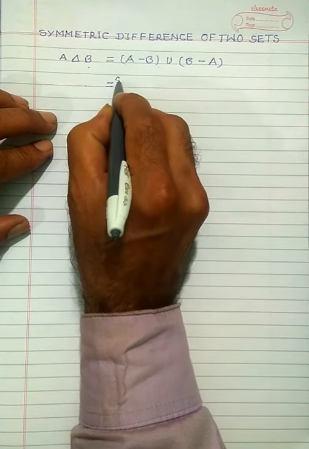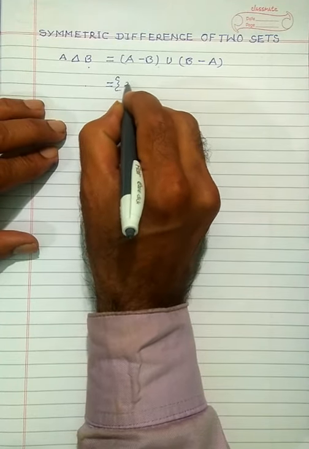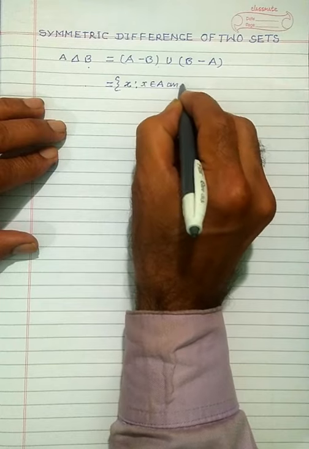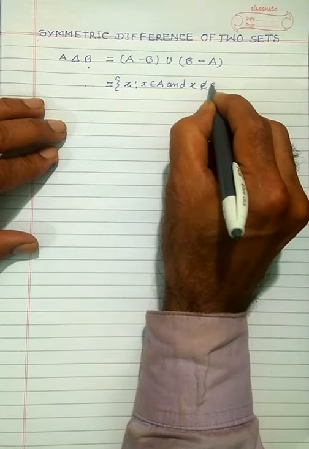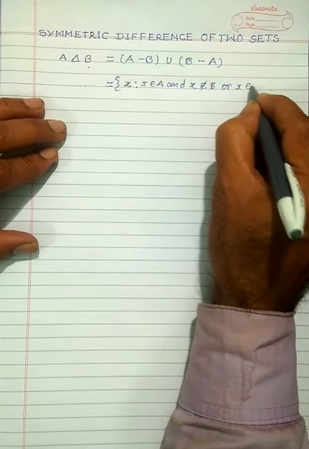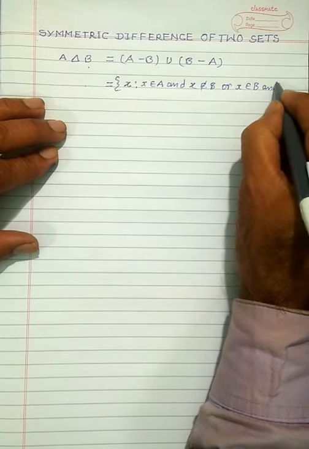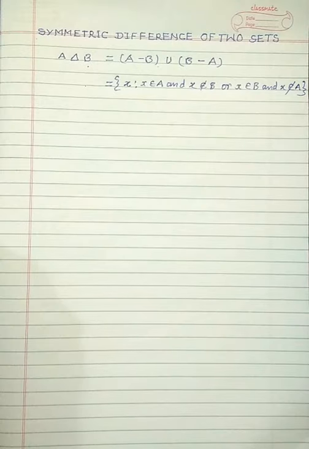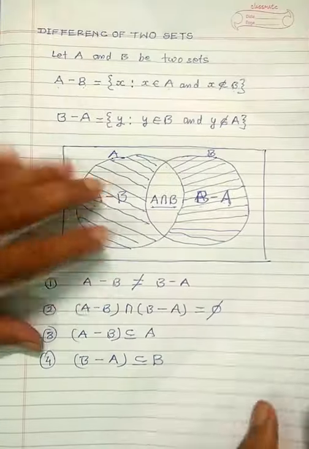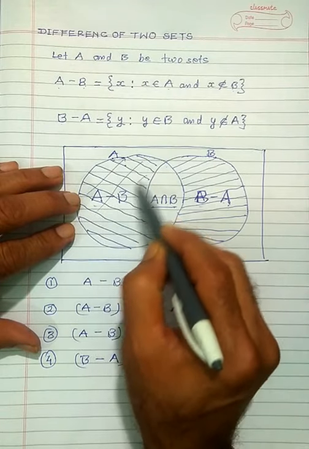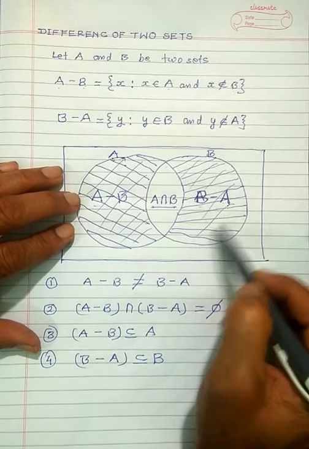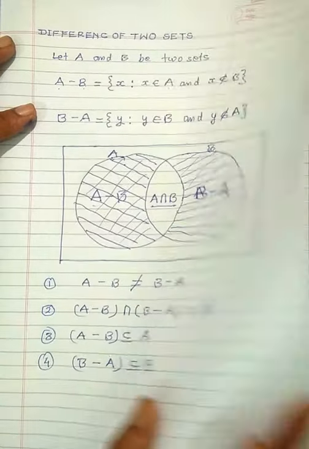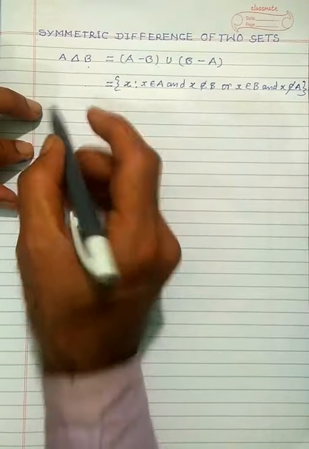In set builder form, we can write it as the set of all those elements x such that x belongs to A and x does not belong to B, or x belongs to B and x does not belong to A. In the Venn diagram, this whole shaded region in A and in B represents the symmetric difference of these two sets A and B, and we can understand it by an example.